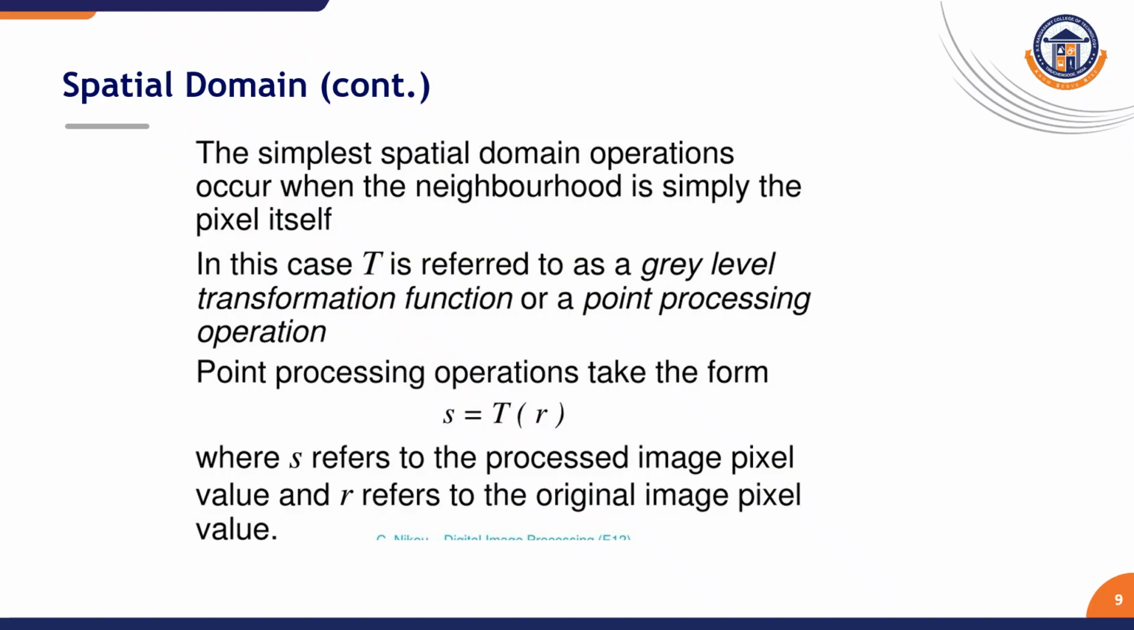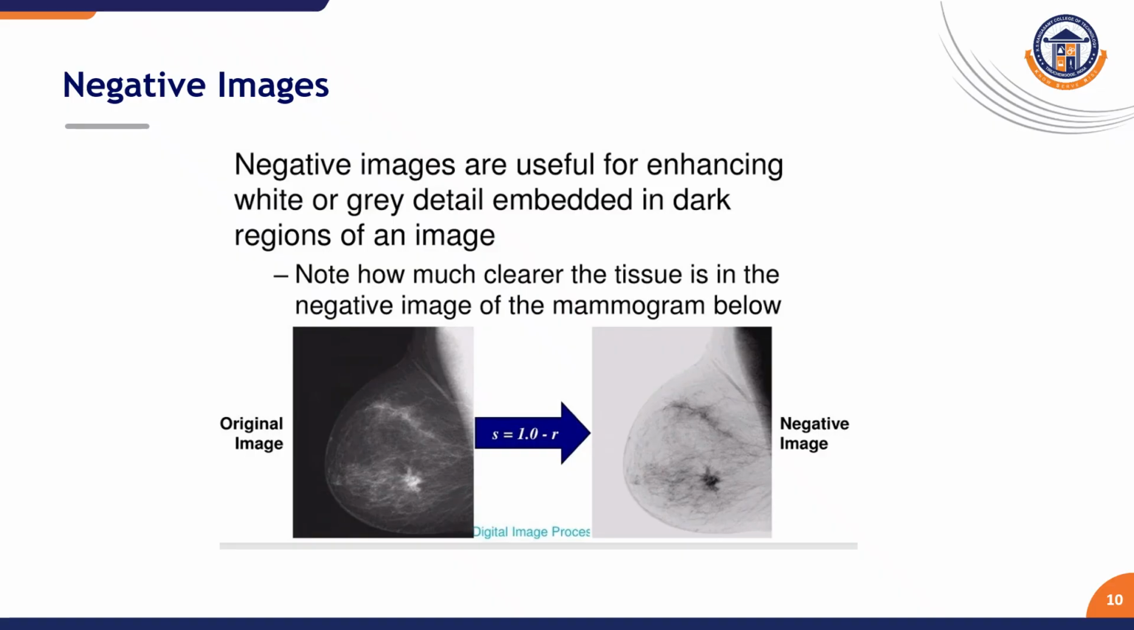In the spatial domain, T is referred to as the gray level transformation, and in point processing, s is equal to T of r, the transformation of r. The s refers to the processed image, and the value r refers to the original image pixel value.